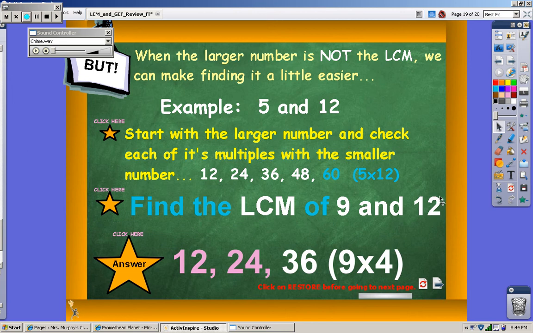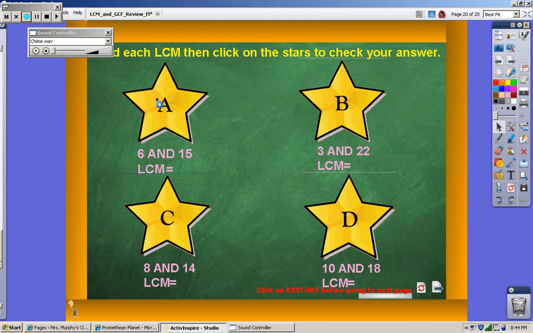Let me make sure I'm saying that right. It is not the third multiple of 9, it's the third multiple of 12. It is the fourth multiple of 9. Got those all backwards. Just, you know, normal stuff.